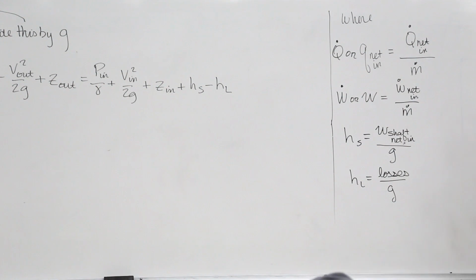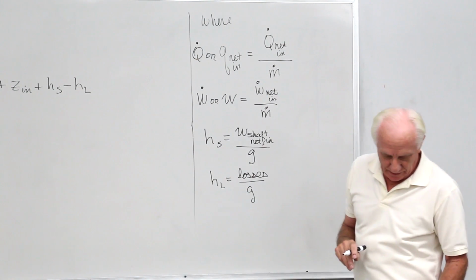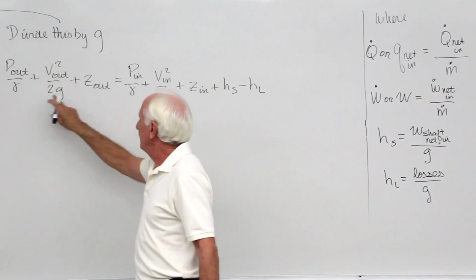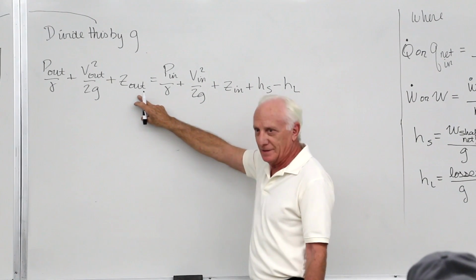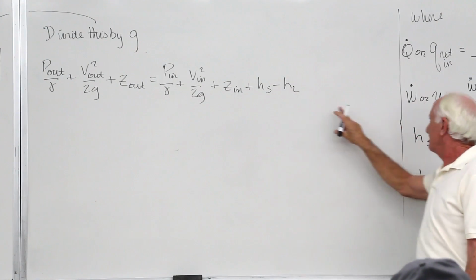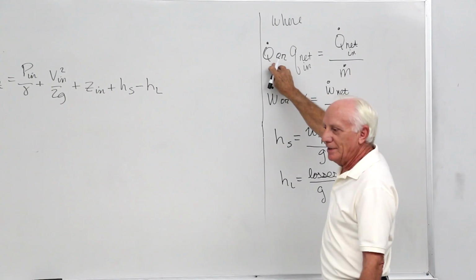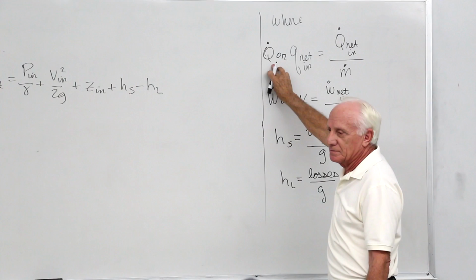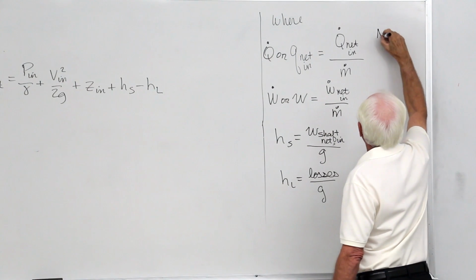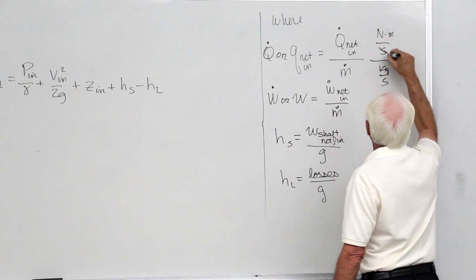Well, you got to watch the units. You got to really watch the units, okay? Everything in this equation here, that guy is in meters. That means every term in there better be in meters. That means HS and HL are in meters. Okay. You can check it. This guy up here is power. Newton meters per second or joules per second. That's power. Newton meters per second, divided by kilograms per second.